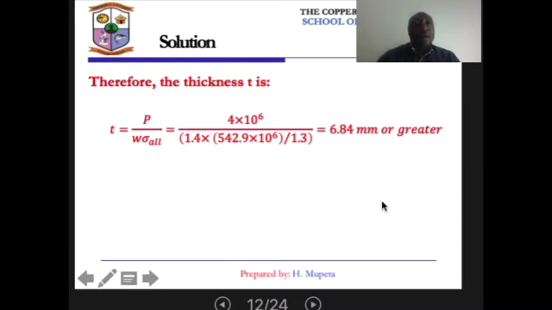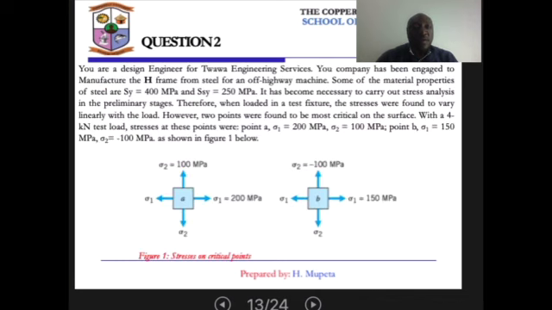Okay, so that was question 1. We can quickly go to question 2. Okay, so for question 2, here is the question. You are required to carry out design calculations to determine the test load at which the machine frame will experience initial yielding, and this is what we have as question 2.